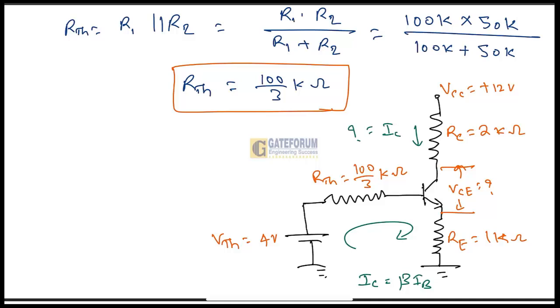So now we can apply KVL in this inner loop, so that we will get it here. For this input side, we can write VTH is equal to RTH into IB plus VBE. So this is our VBE.